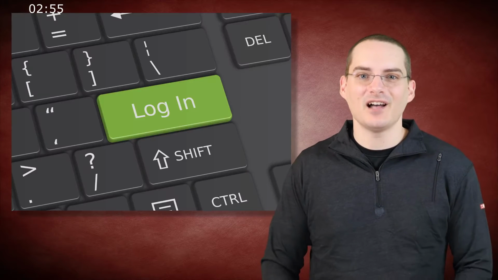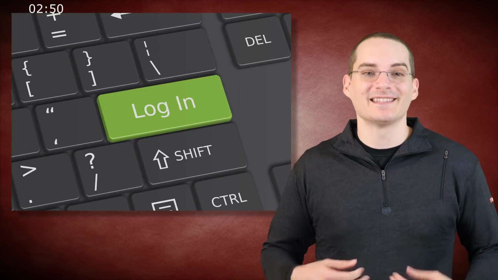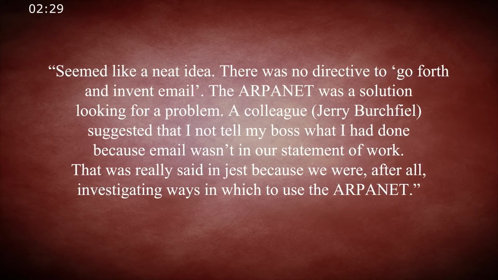MIT's Compatible Time-Sharing System, CTSS, also created in the 1960s, had a similar system that allowed its numerous users to log in from some terminal and, among other things, exchange messages stored on this single machine. Tomlinson thought that it would be interesting to improve SNDMSG such that it could not only be used for sending messages to other users who could log into the same machine, but also be used to send messages from one computer to another via the budding ARPANET. Tomlinson stated he just thought this tweak to SNDMSG seemed like a neat idea. There was no directive to go forth and invent email.